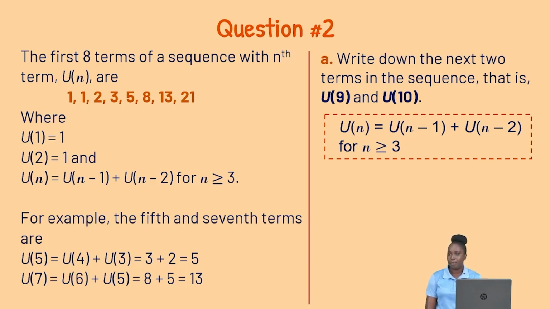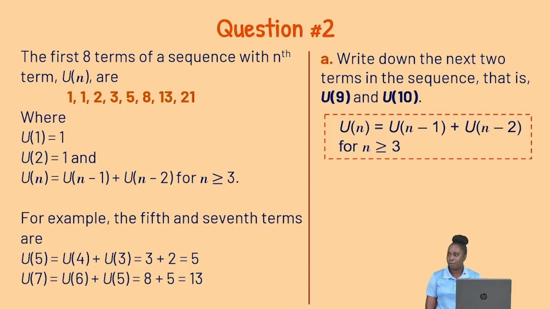And so those are the numbers that we see there in a different color that we will need to utilize when solving this pattern. So let's look at the question. Part A. Write down the next 2 terms in the sequence. That is u of 9 and u of 10.